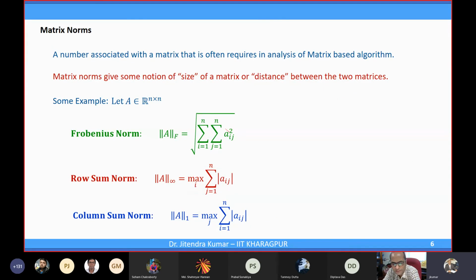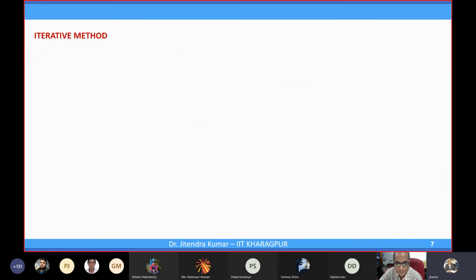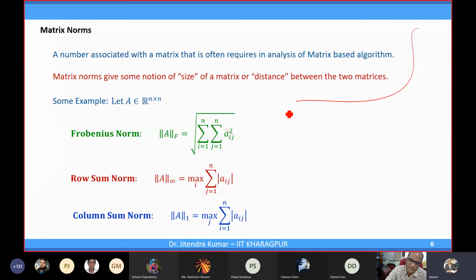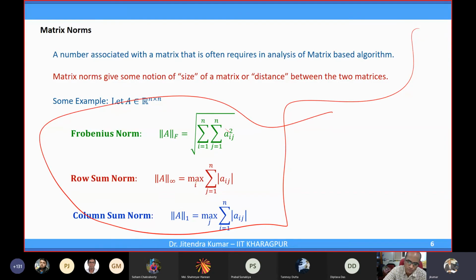Not only these three norms, there are many norms. There is a general definition of a norm, and there are hundreds of norms we can define. As I said, we are not going much into the details of this. We need some idea of the norms. I have just given you that there are some kinds of numbers associated with a matrix, which tell you in some sense how large the entries of such a matrix are.